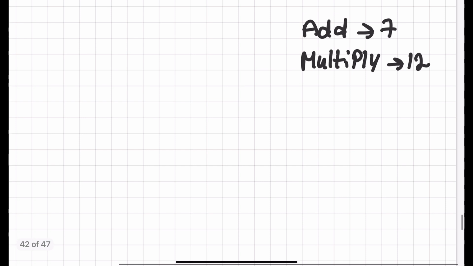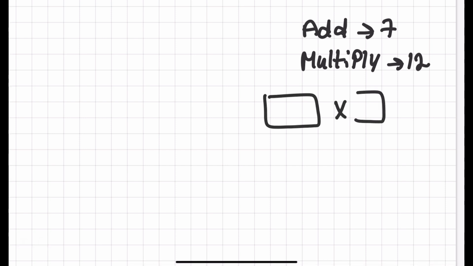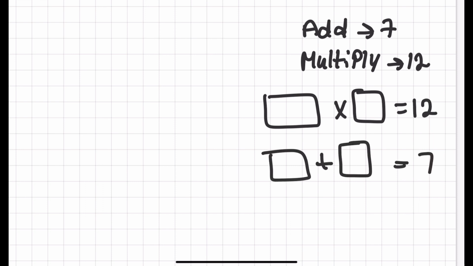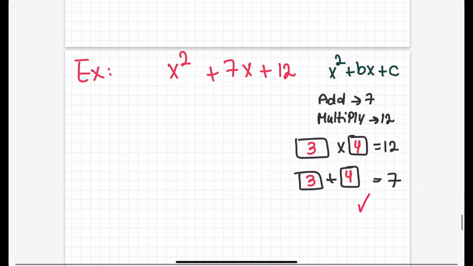So let's see. Two numbers that when you multiply give you 12, and when you add them together give you 7. I'm thinking about 3 and 4. If I have 3 and 4, when I add them together, it gives me 7. When I multiply them together, it gives me 12. Bingo! I found my numbers.